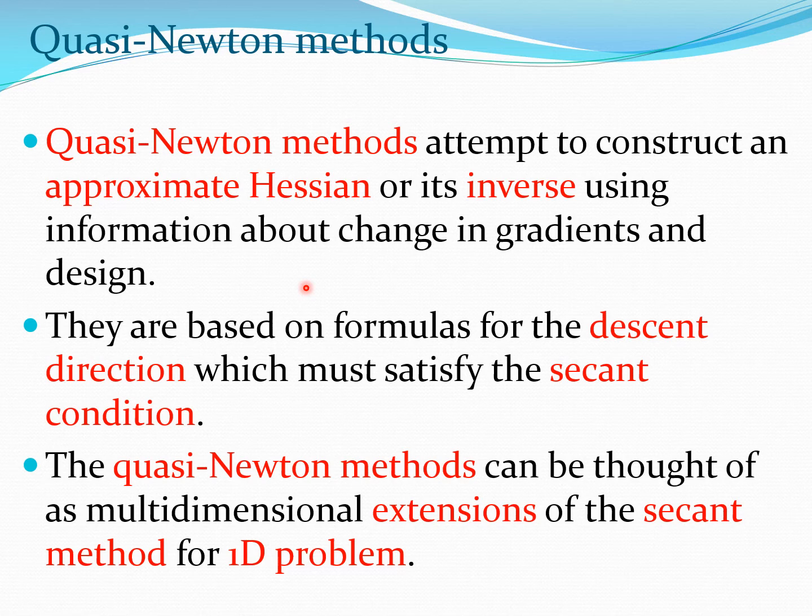Now all these quasi-Newton methods come from a certain philosophy which satisfies the secant condition, and the descent direction in these methods must satisfy the secant condition. We also showed that the quasi-Newton methods can be thought of as multidimensional extensions of the secant method. We see how the Newton method for a 1D problem can be expressed as a secant method if we take a certain finite difference approximation of the second derivative. Essentially, we get rid of the second derivative by using this finite difference approximation.